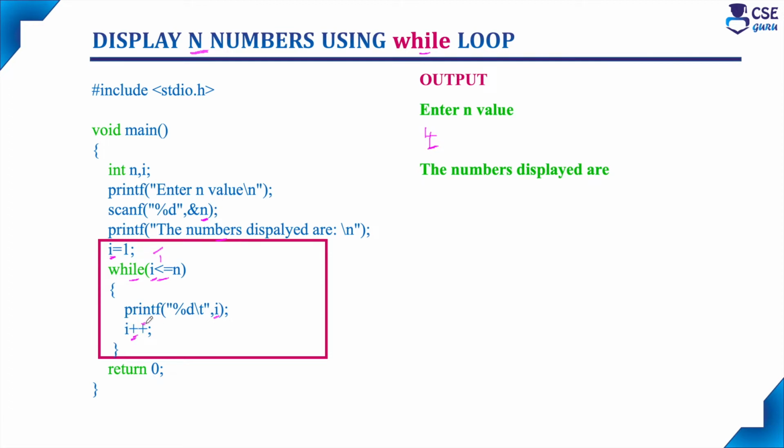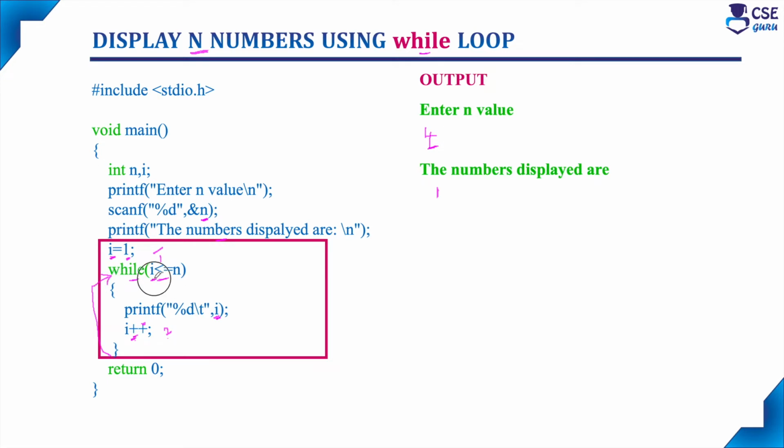Using the printf statement, display the I value. So I value, first it will display 1. After printing, the I value gets updated, that is incremented by 1. So if it gets incremented by 1, I value will be 2 now. So with the value of 2, consider the next iteration of while loop.